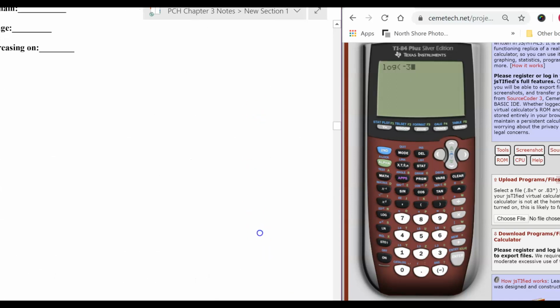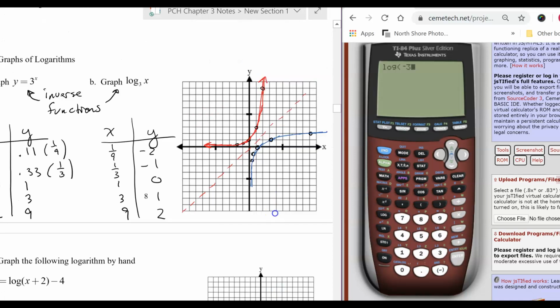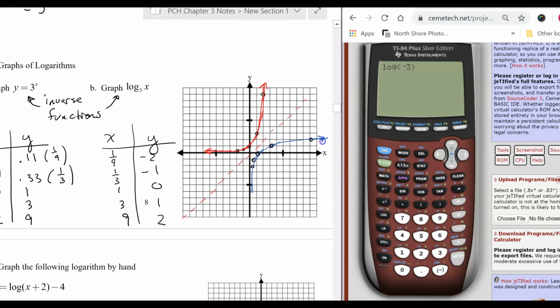Alright, and you can see that these are reflections of each other over the line y equals x, which they should be because they are inverses.